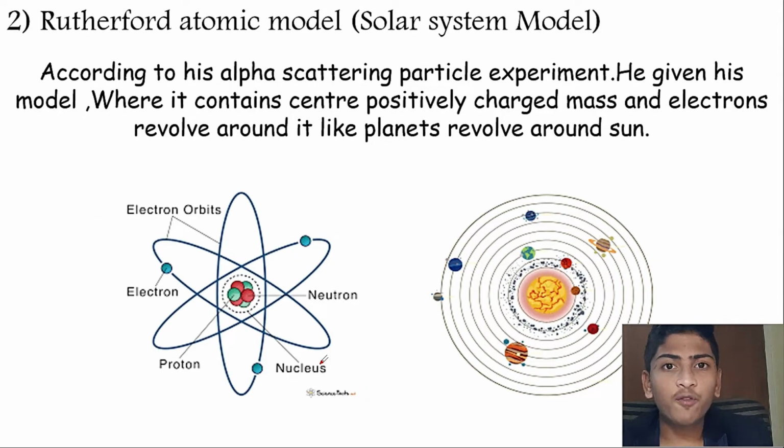Next, Rutherford came up with his model, which is known as the Rutherford atomic model. It is also called the solar system model. According to the alpha scattering experiment, he gave a model which contains a positively charged mass at the center and electrons revolving around it like planets revolve around the sun. He gave a model where the nucleus has protons and neutrons and electrons revolve around the nucleus as planets revolve around the sun. This solar system model is Rutherford's atomic model.